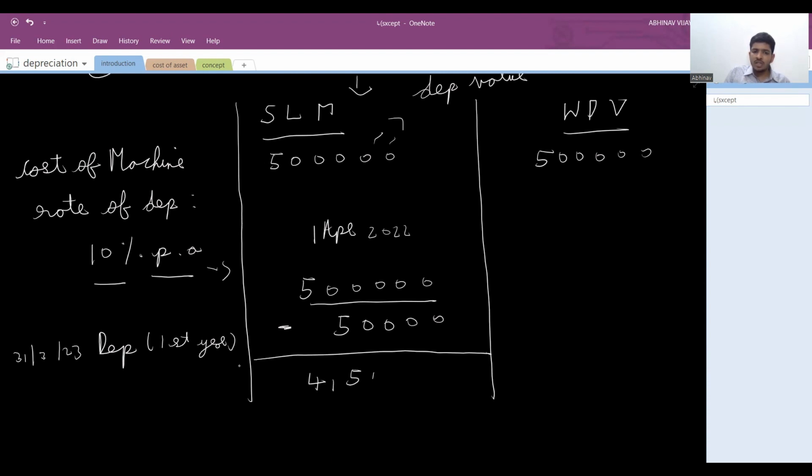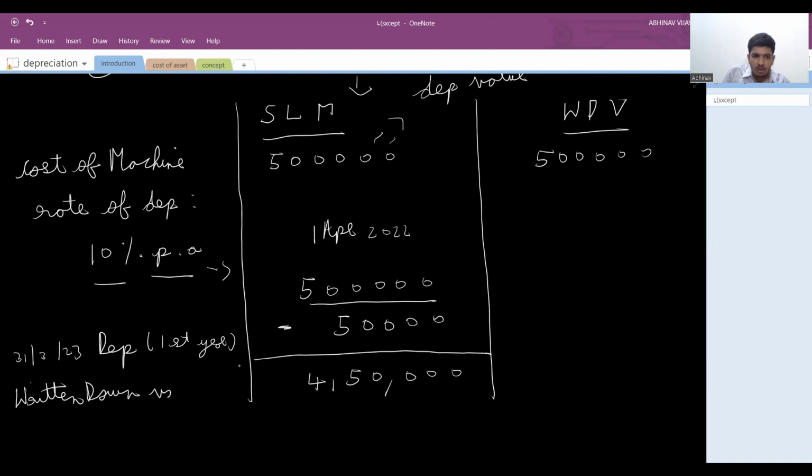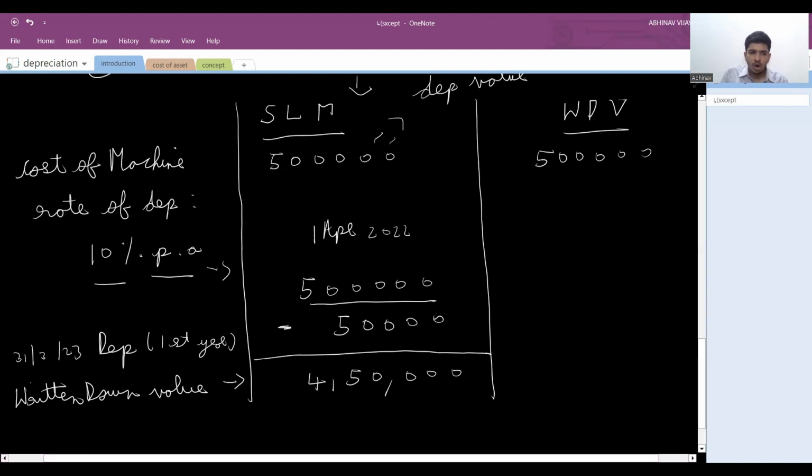So when you charge 50,000 rupees, what is the value of machinery that's left in your books? 5 lakh rupees is your cost of machinery. 50,000 rupees you're charging from the machinery. That much is getting reduced from your machinery's value in your books. So right now your machinery's value at the end of the year is 4,50,000. So what is this called? Written down value. Now don't get confused with the method's name. This value at the end of the year after charging depreciation is called written down value or book value.